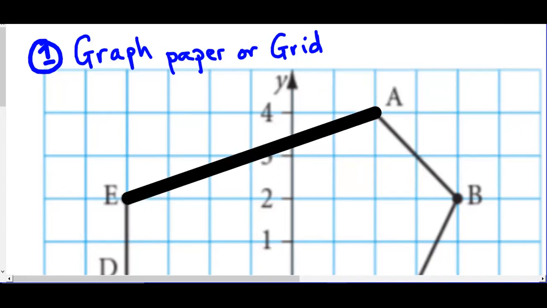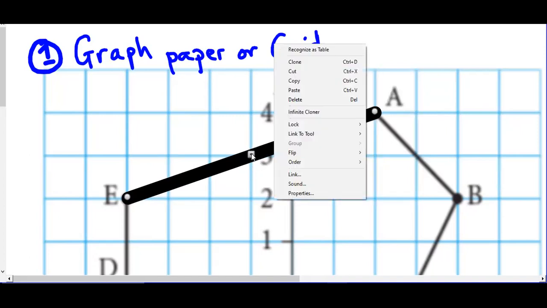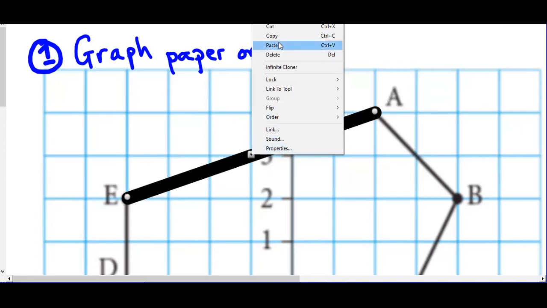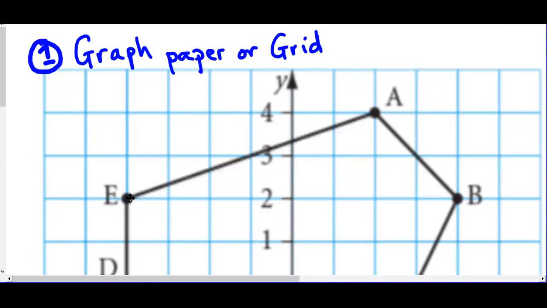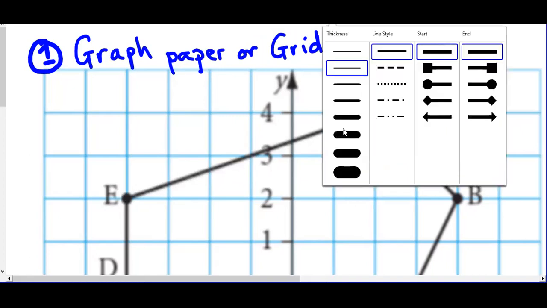How do we find the midpoint of that line? This is what I want to show. So by using a graph paper, you can find the midpoint of this line from A to E. How do we do that? Simple. It's very simple. So what we are going to do is count.